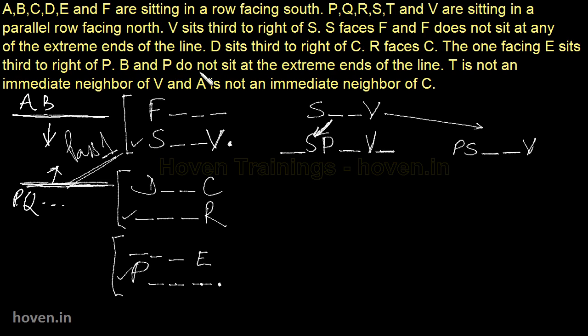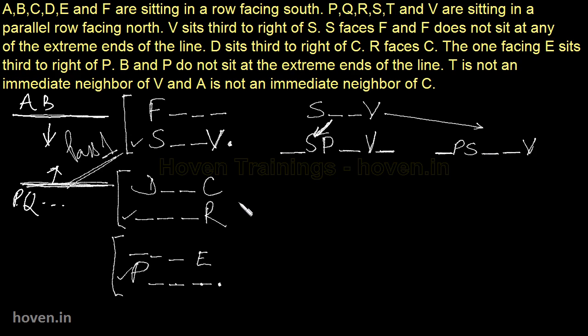So P does not sit at an extreme end. This means somebody has to be to the left of P. So this will make 1, 2, 3, 4, 5 and 6. So all 6 will be accommodated. So we have right now either this possibility or this possibility. So far we have fitted three members: S, P and V.